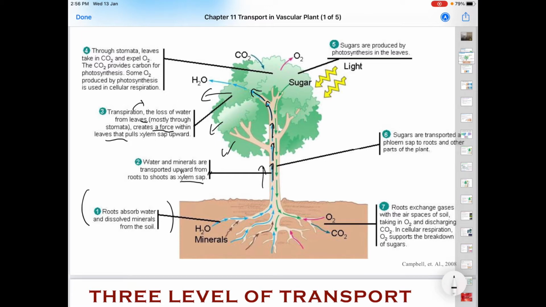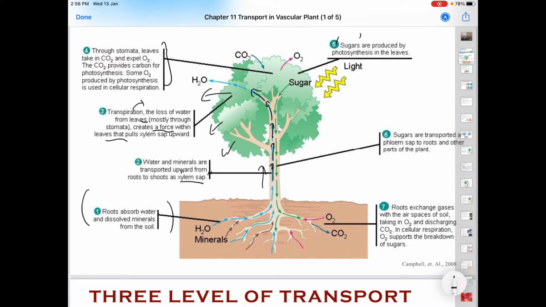The fourth is through stomata, the leaf takes in carbon dioxide and expels oxygen. The carbon dioxide provides carbon for photosynthesis. Some oxygen produced by photosynthesis is used in cellular respiration. So this involves the photosynthesis process and also cellular respiration by the plants.